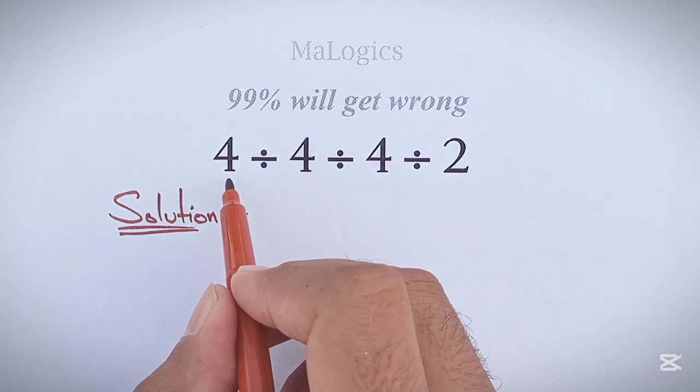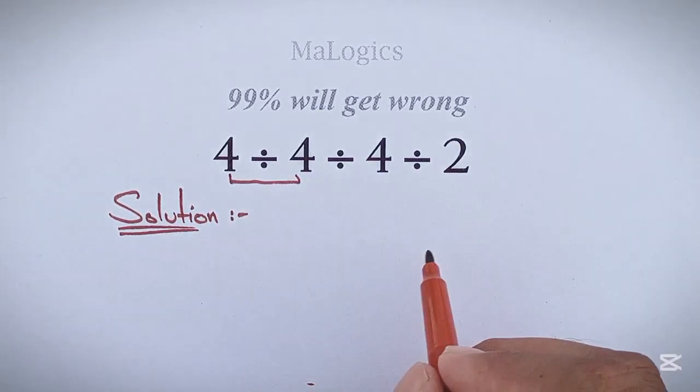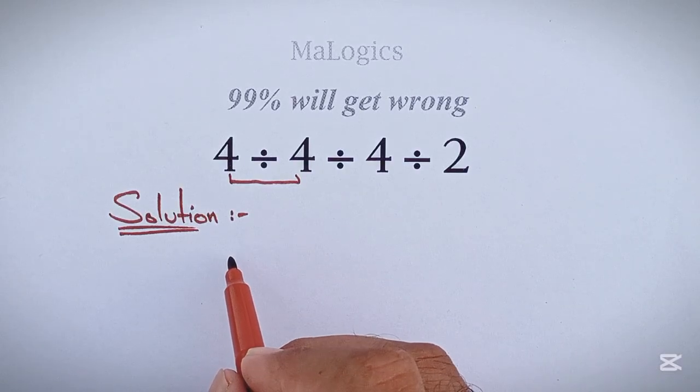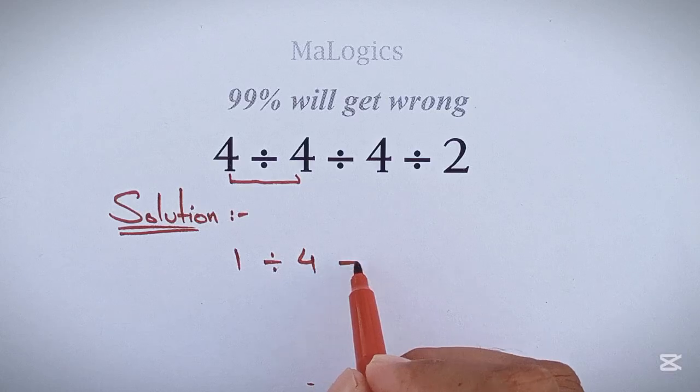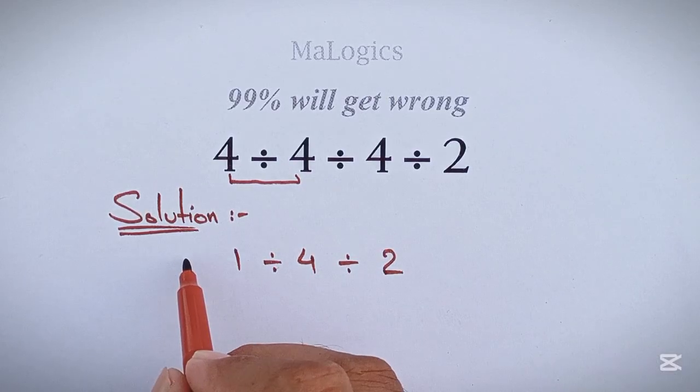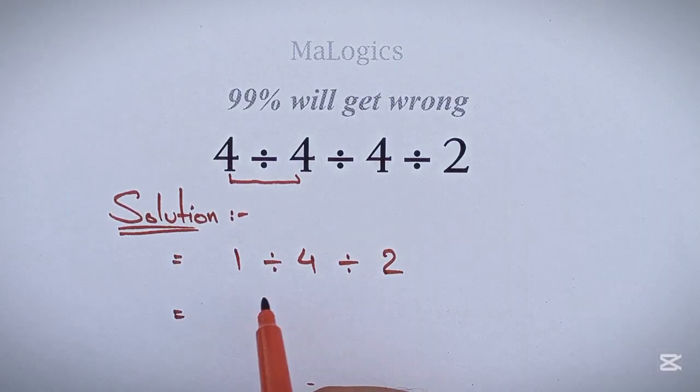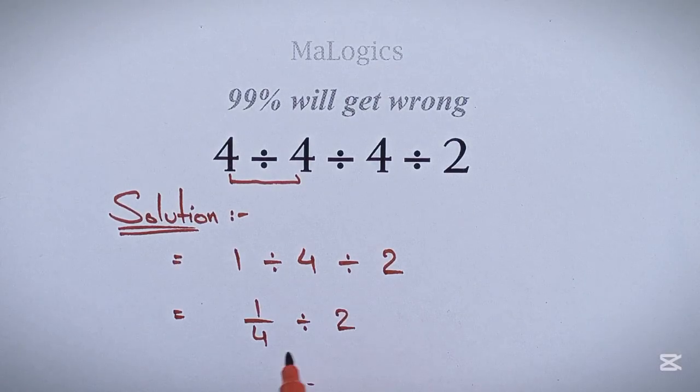First, we do this division because here are all divisions and we have to work from left to right. Okay, now this 4 divided by 4 equals 1, and the remaining numbers are divided by 4 divided by 2. Now this 1 divided by 4, we can write it as 1 over 4, and this divided by 2. Here, 1 over 4 divided by 2.